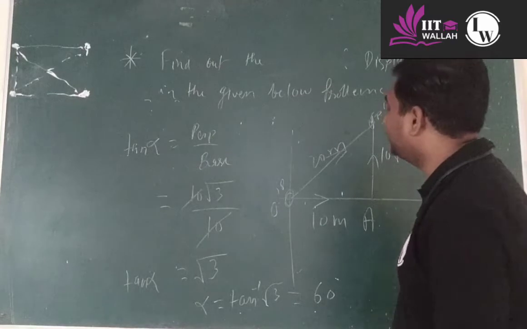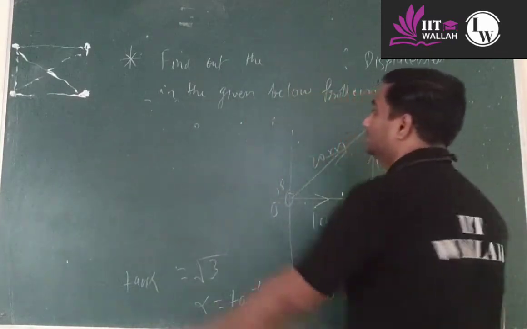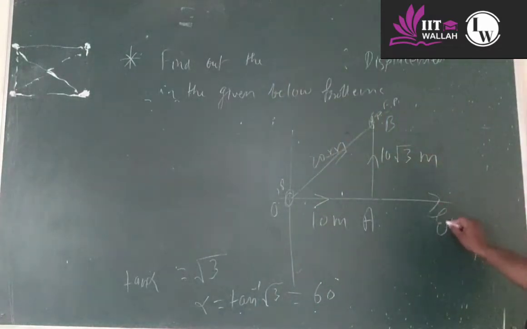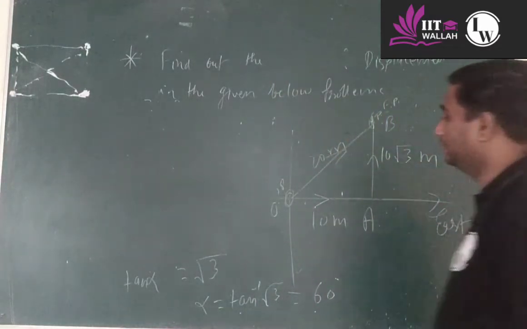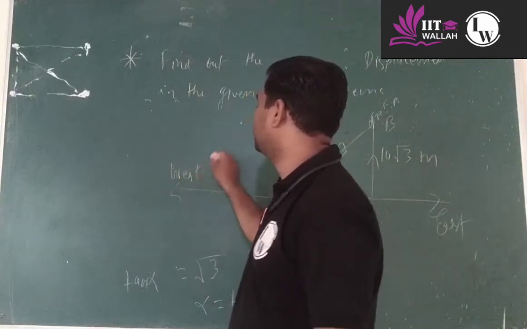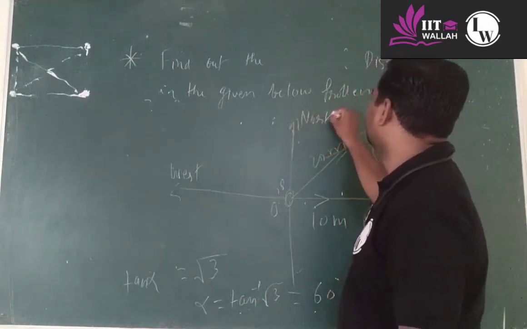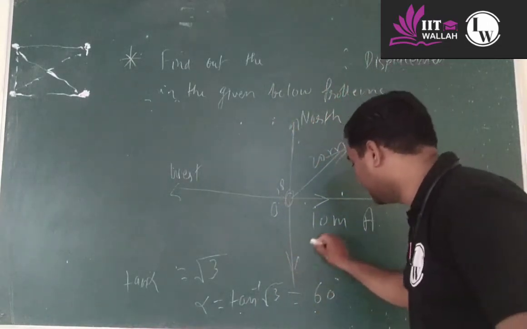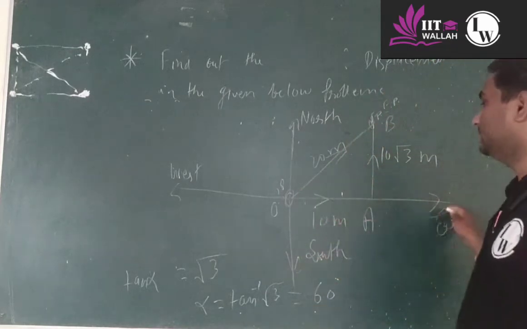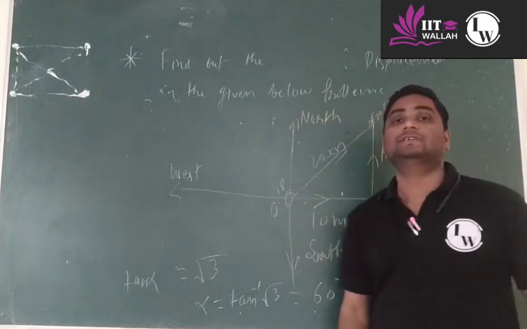You know that this is the direction we have taken as east, this direction is west, this direction is north, and this direction is south.